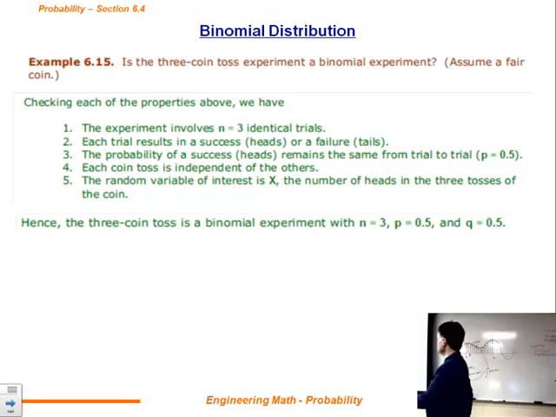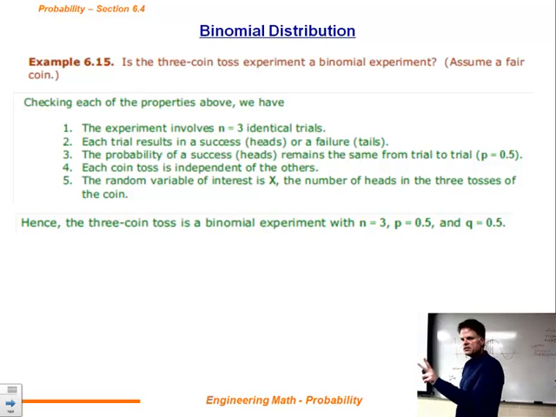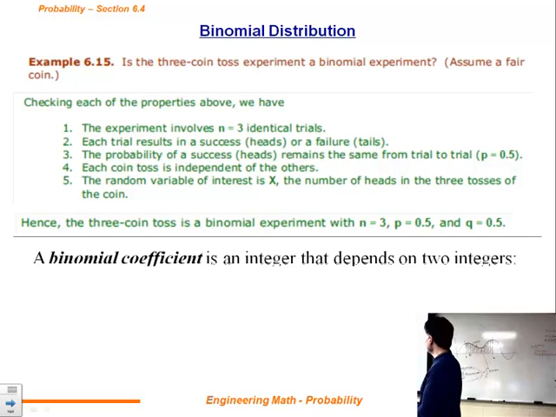In this case, we have 2 independent parameters that we set for each binomial experiment. N is the number of trials, in this case 3. And P is the success probability, in this case 1/2. And then Q is just 1 minus P, so that's dependent on the other 2.